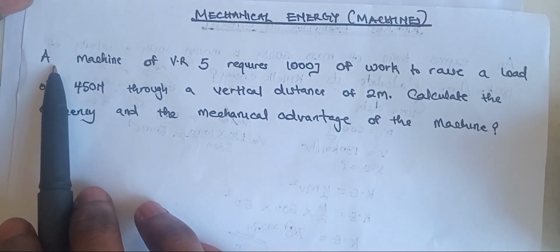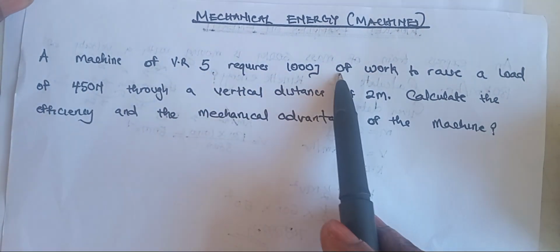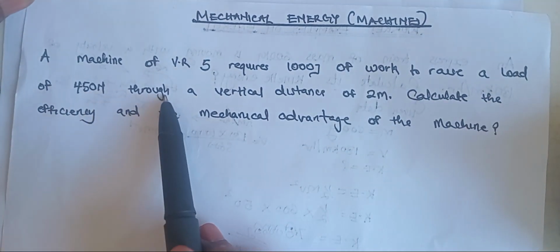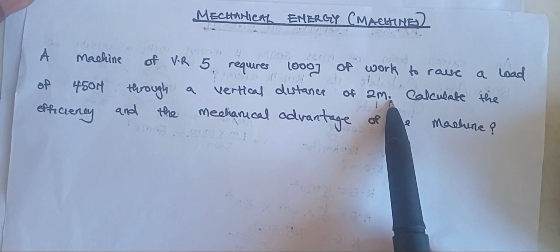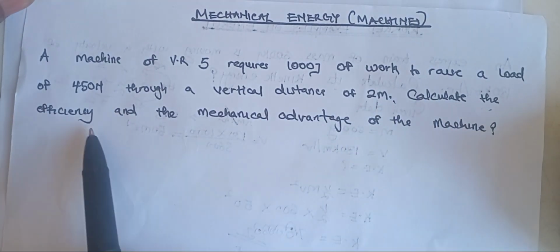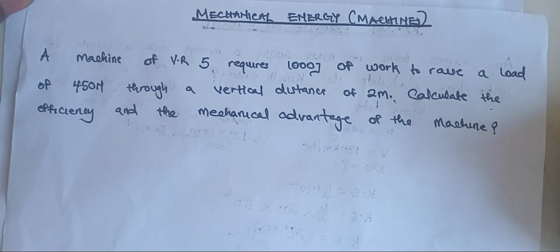The question goes like this: a machine of velocity ratio 5 requires 1000 joules of work to raise a load of 450 Newton through a vertical distance of 2 meters. Then we should calculate the efficiency and the mechanical advantage of the machine.